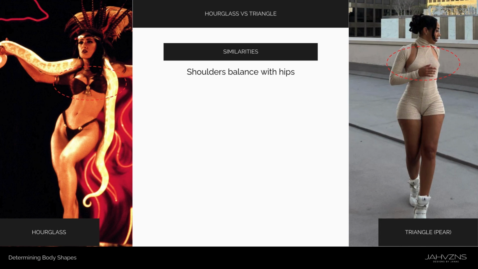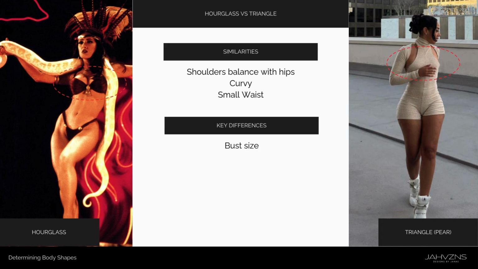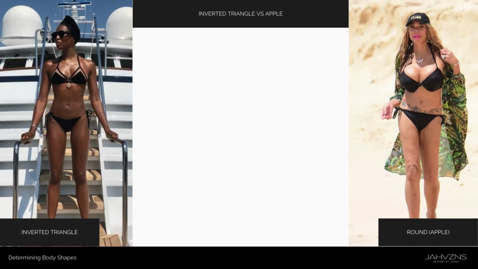Triangle shaped women often get confused with hourglass because their hips and shoulders are relatively balanced. Both women are noticeably curvy, and both women have noticeably smaller waistlines. What makes the two shapes different is based on the bust size. Hourglass has a much fuller bust, and triangle has a smaller bust size. Okay, back to our Wendy example.